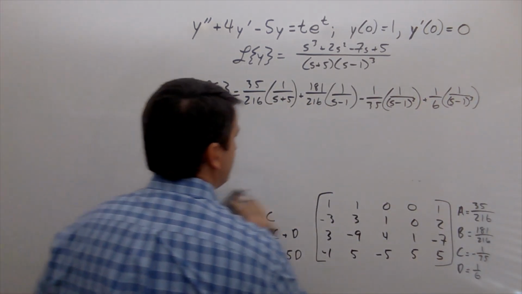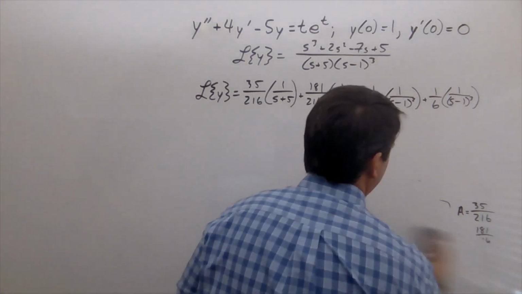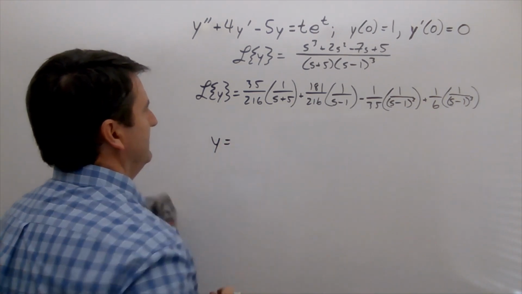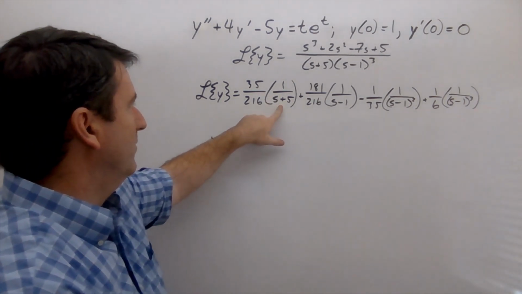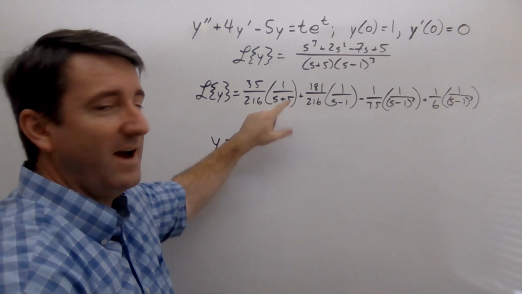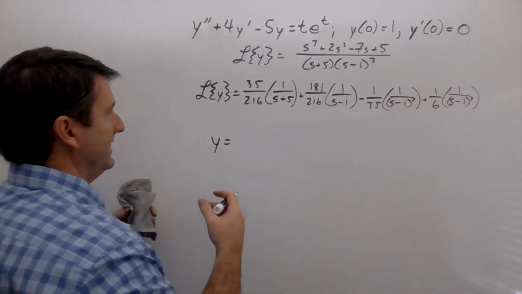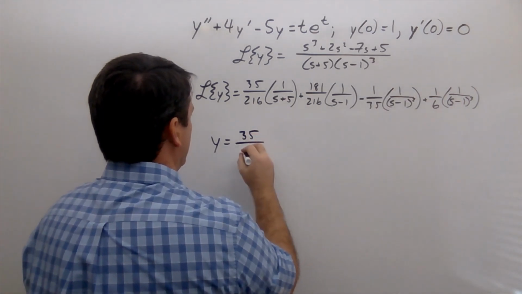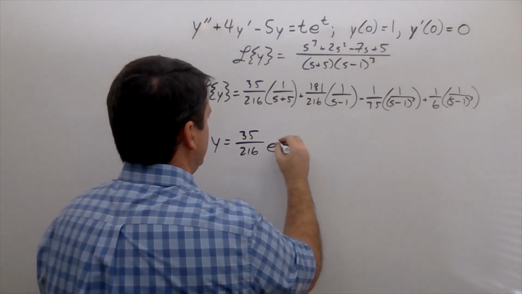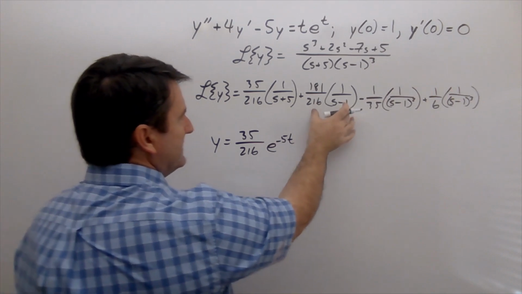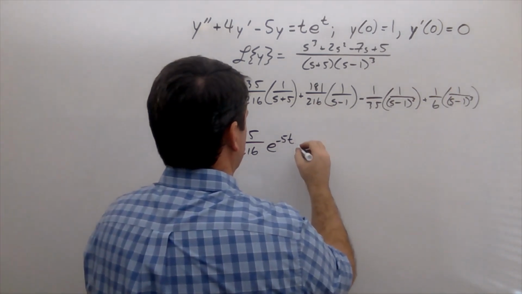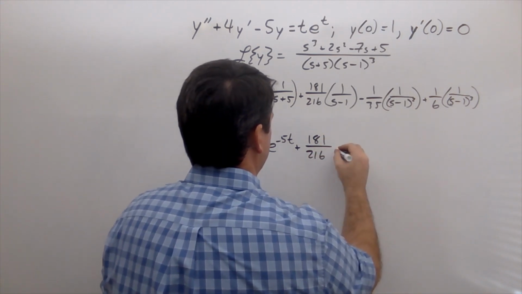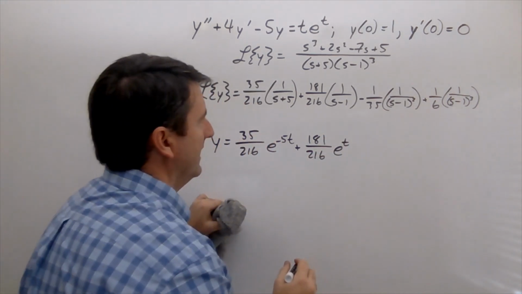All right, now we can take the inverse Laplace transform on both sides. This is going to be y is equal to 1 over s plus 5. The inverse Laplace transform of that is just going to be e to the negative 5t. So this is 35 over 216 times e to the negative 5t. This is going to be e to the t, so plus 181 over 216 e to the t.